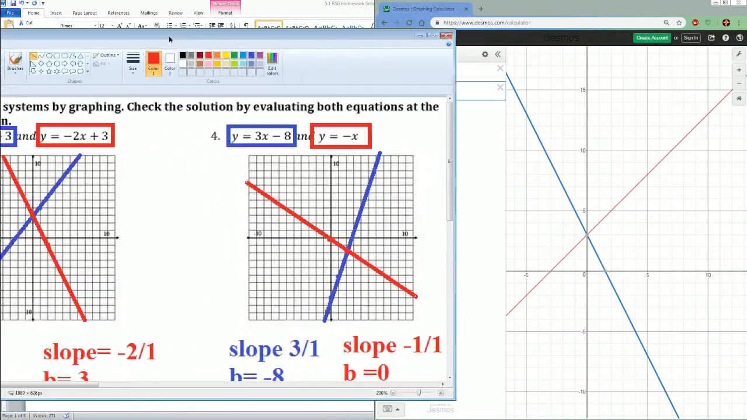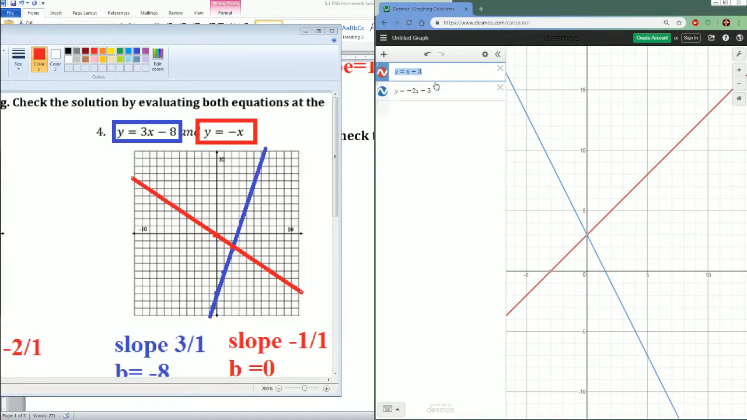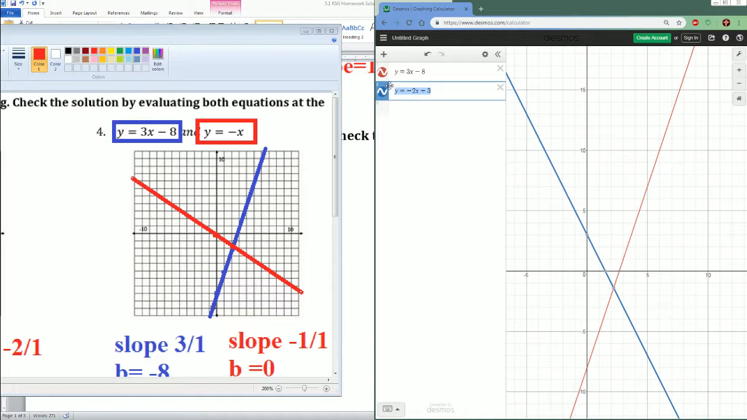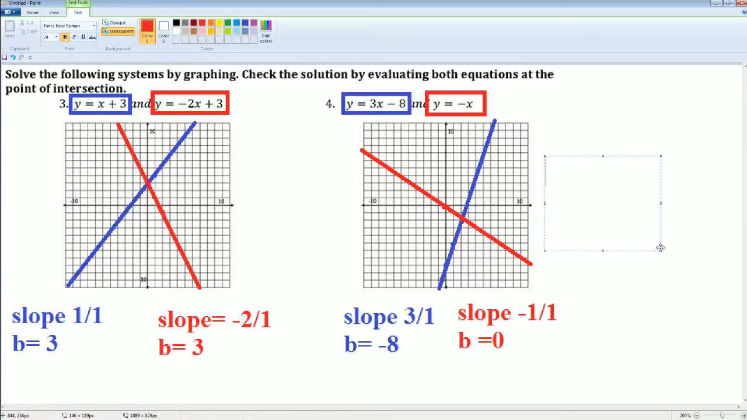Let's see if Desmos confirms, okay? Y equals 3x minus 8. And the other one is just y equals minus x. Am I right? Yep. 2, -2. Right? Good. Alright, so we forgot to type the intersection. So the solution is at, we said 2, -2.